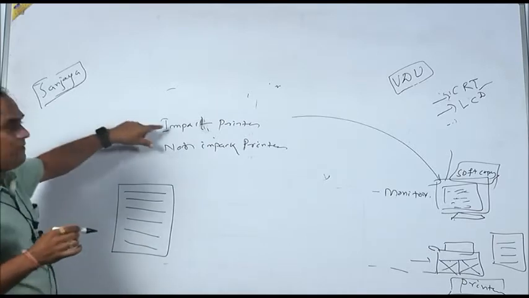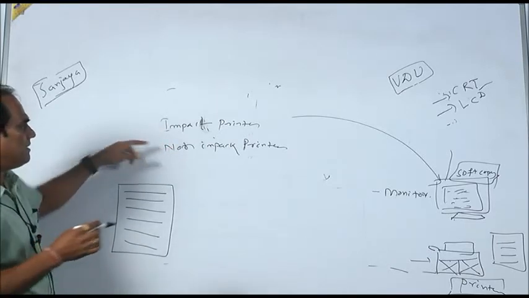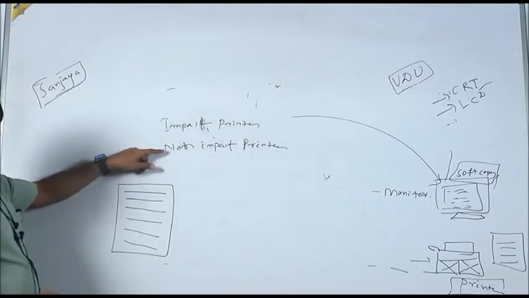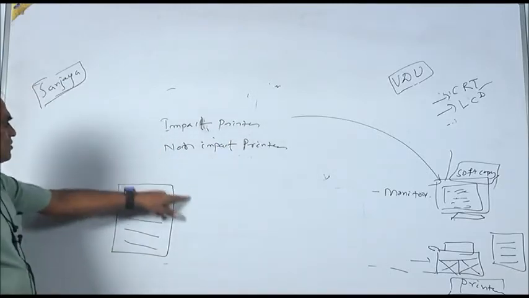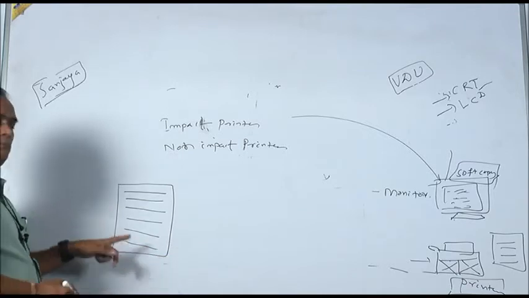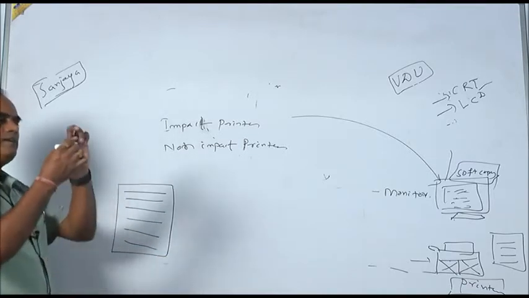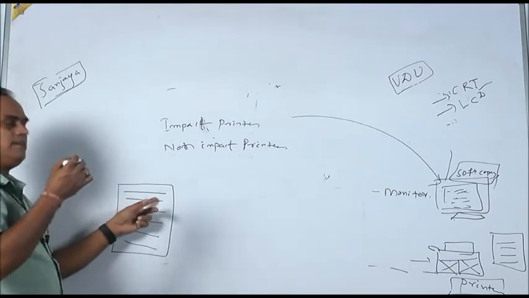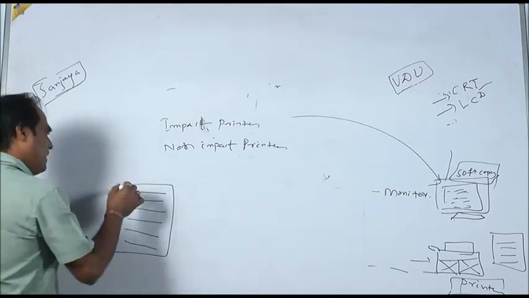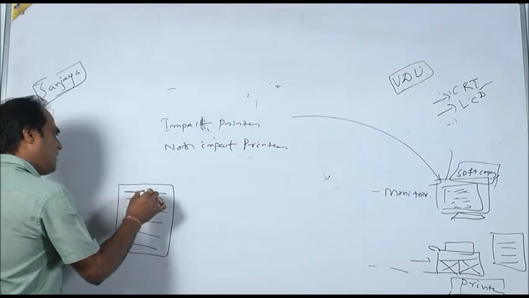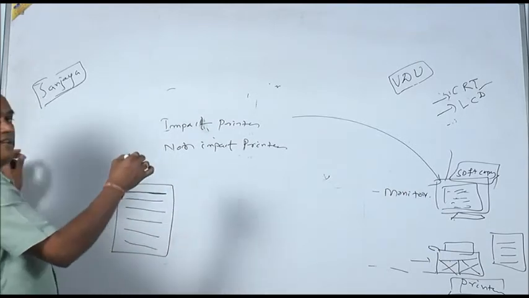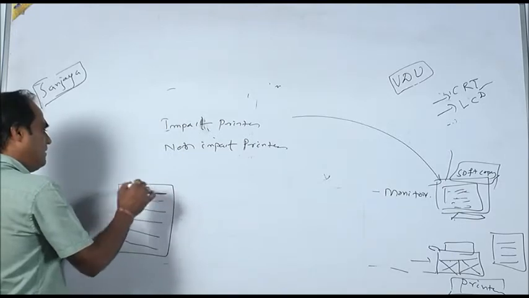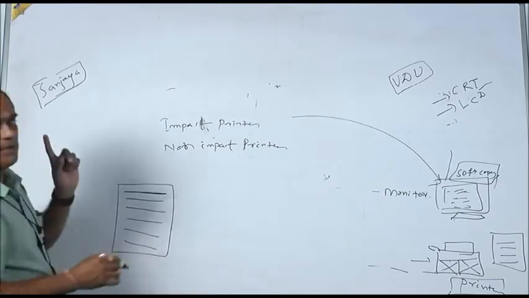So, how will I explain the impact and non-impact printer? A printer is used to print the output on paper. So, the printer has its own head or nozzle to print on the paper, yes or no. If that nozzle is directly striking on the paper for printing the document, that is known as the impact printer.